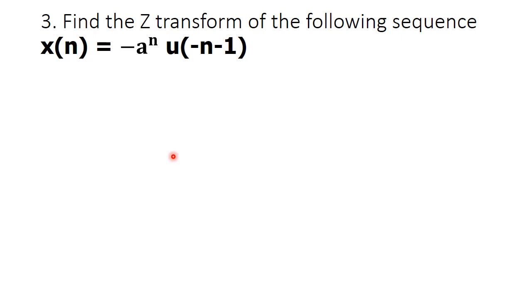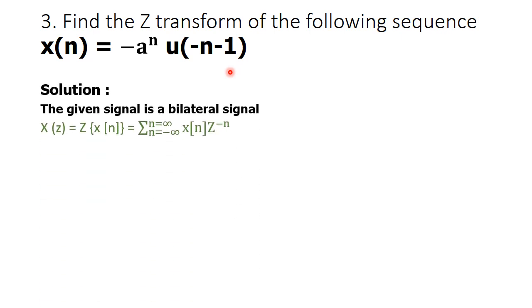The third question you're going to see now is finding Z transform of the sequence x of n is equal to minus a power n into u of minus n minus 1. This sequence u of minus n minus 1 exists on both the time index, both positive as well as negative time index. That is, the given signal is a bilateral signal.